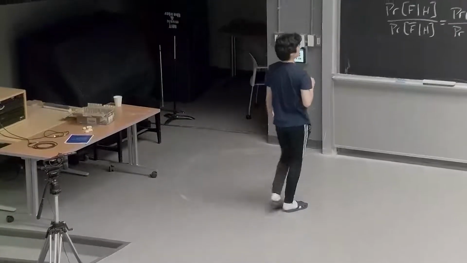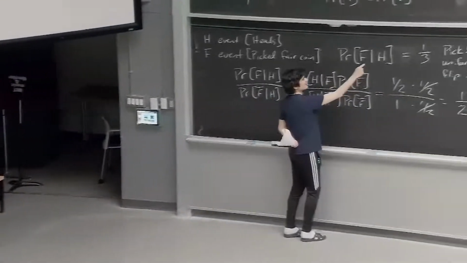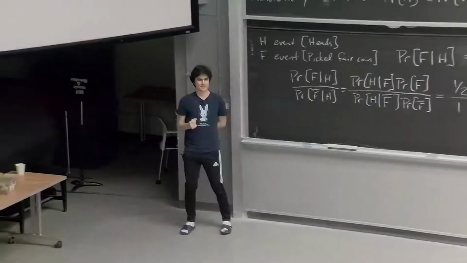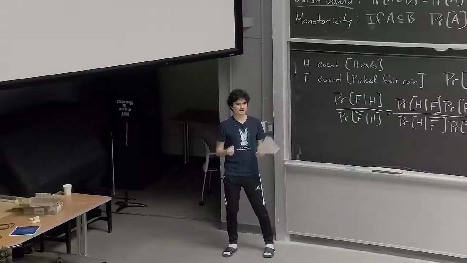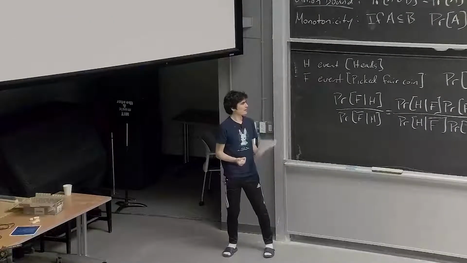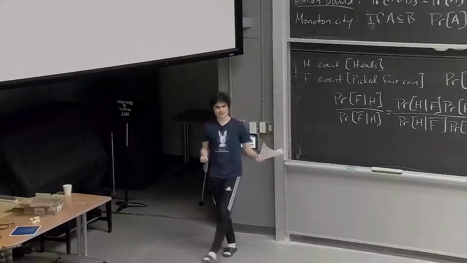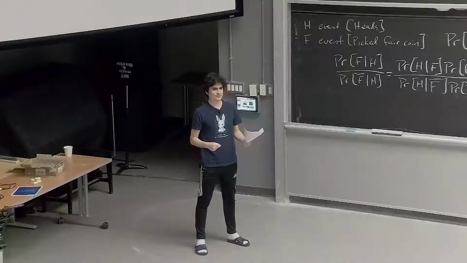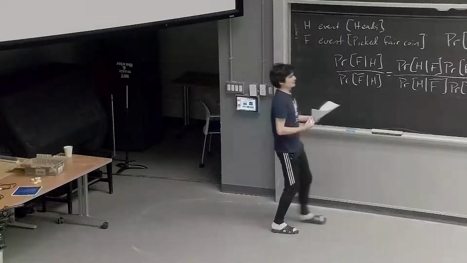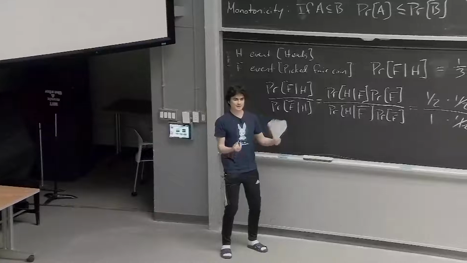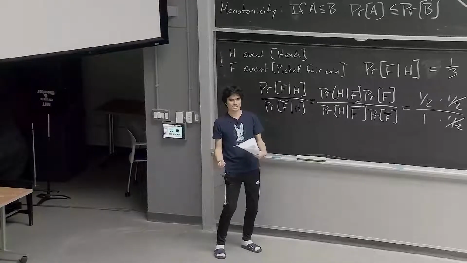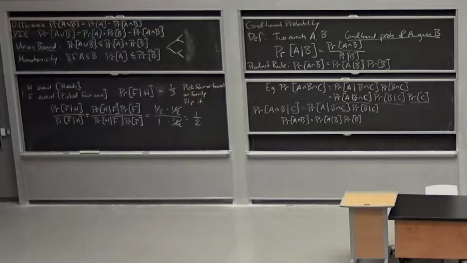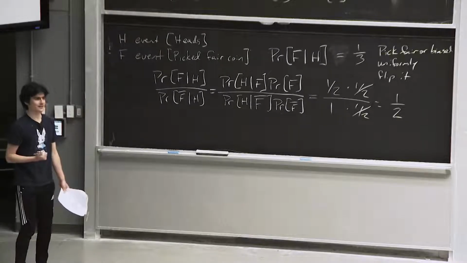Explain where the 1/3 came from again. Okay. So the probability of F given H over not F given H: these are complementary probabilities. They should sum to 1. So we figured that the ratio is 1/2. If we want them to sum to 1, then they should be 1/3 and 2/3. Does that make sense? Okay.